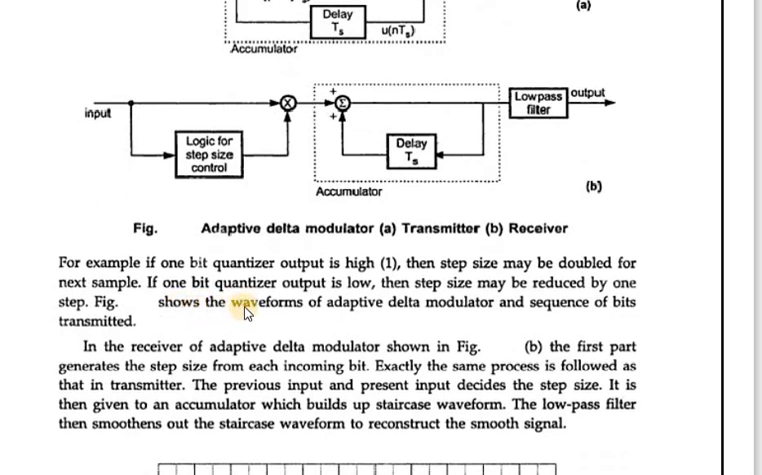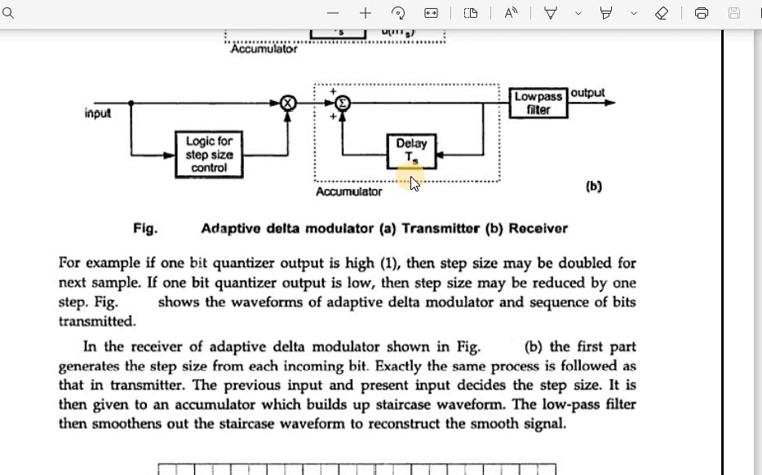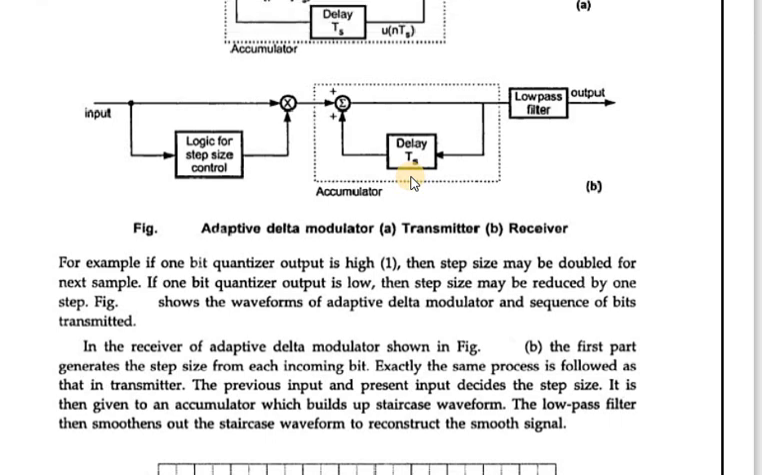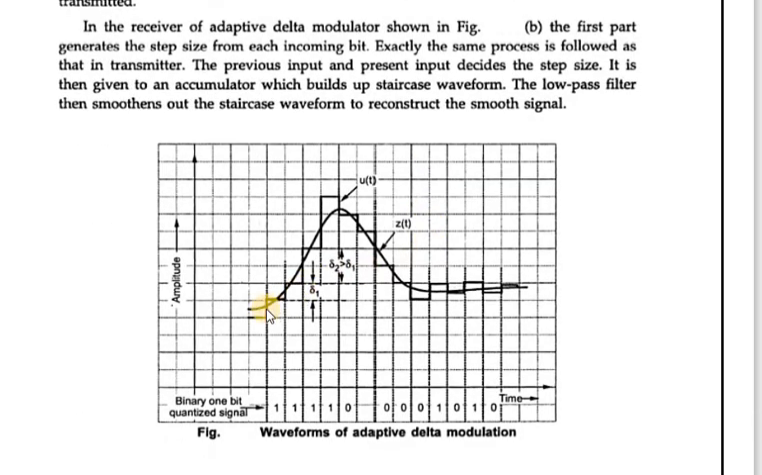Okay, then it will be showing the waveform of the adaptive delta modulator and the sequence of bits at the transmitter. In the receiver, first we will be deciding the step size, like how much the step size will be. Then it is given to the time delay, because we are taking 1 sample per second. Then it is given to a low pass filter, where it will be smoothening your staircase waveform, right, and extracting your original message signal. So this is how you will be extracting your original message signal, right.